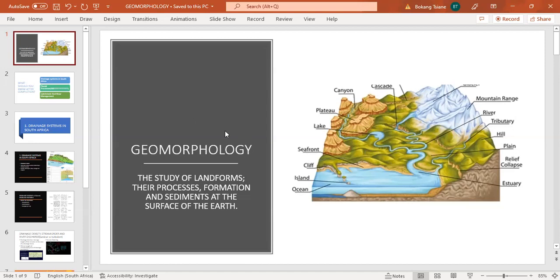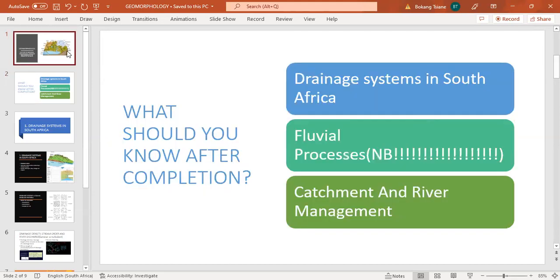So, as I said, we're going to do geomorphology. There are three things that we're going to focus on, mainly the drainage systems in South Africa. The second one will be the fluvial processes, and the third one will be the catchment and the river management. The most important one being the fluvial processes.